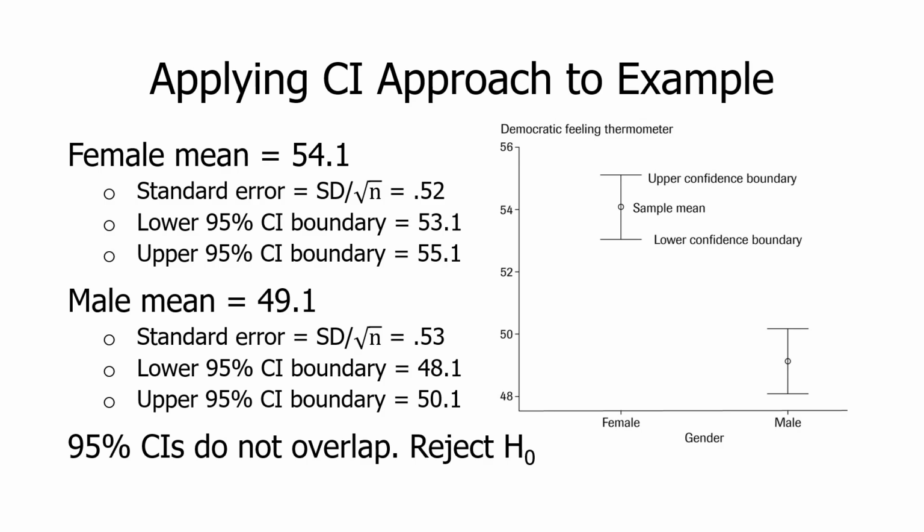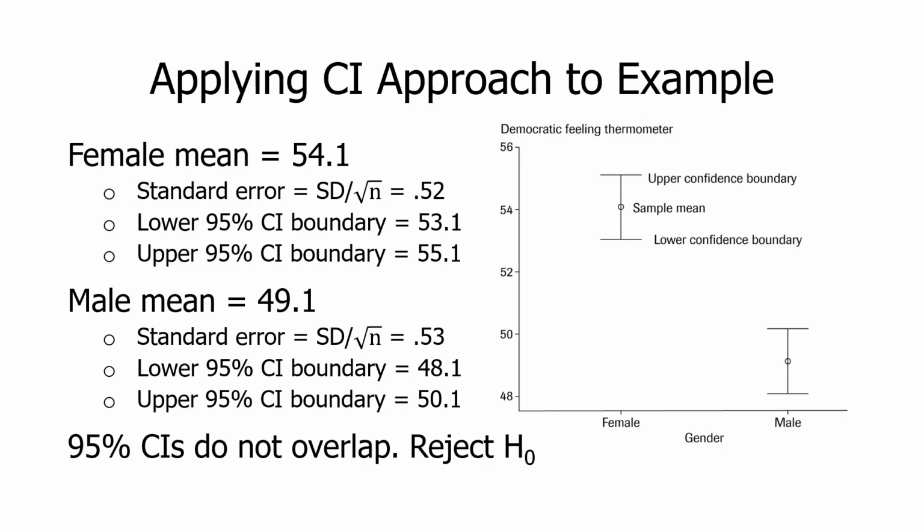So what we can say is that in the population from which the sample was drawn, the lowest plausible value for the female mean in the population is 53.1, and the highest plausible value is 55.1. Any claim within that range cannot be rejected. Every proposed population mean in that interval is plausible by this definition.